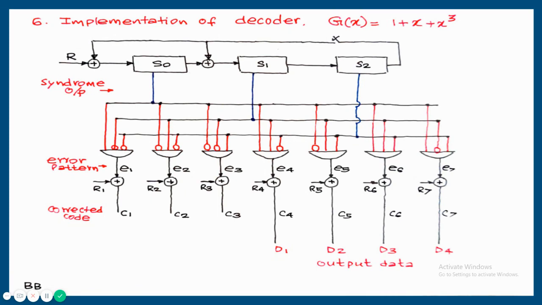So the final decoder output will be D1, D2, D3 and D4.